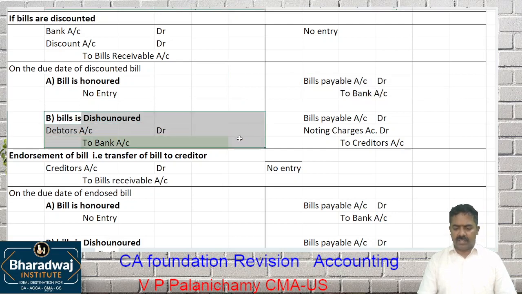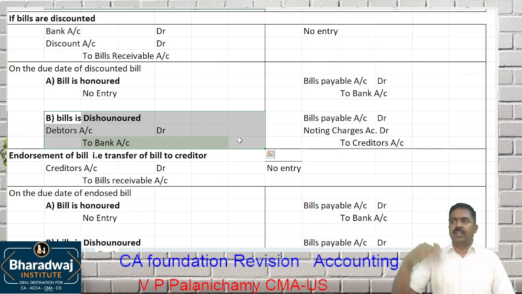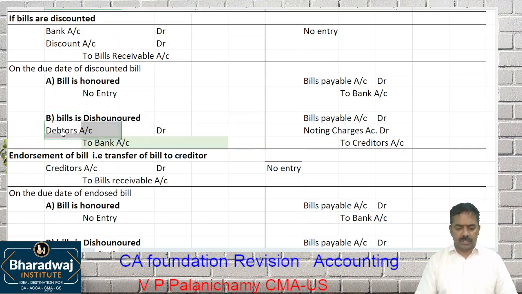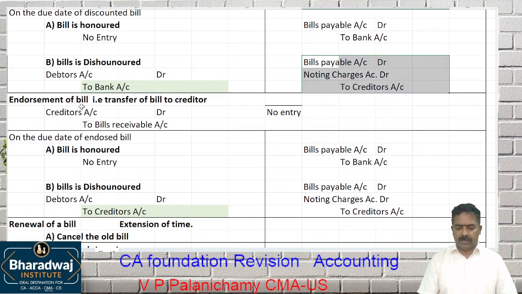If the bill is dishonored, you will give the bill back to me and get the bill, of course, from which one? Bank. Debtors account, debtor to which account? Bank account. For me, usual dishonor entry I'll pass.